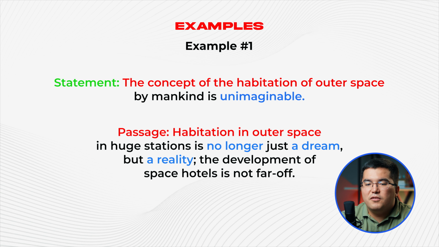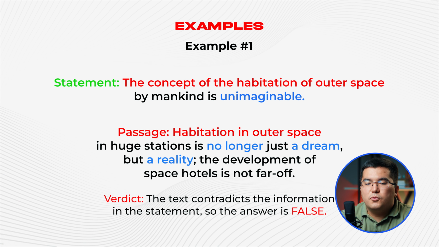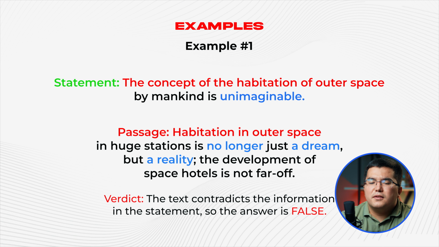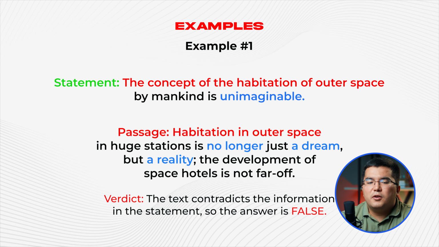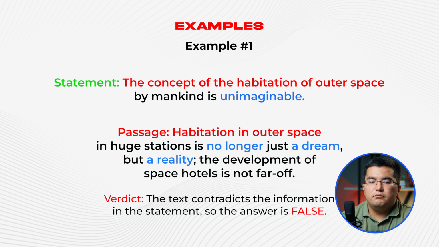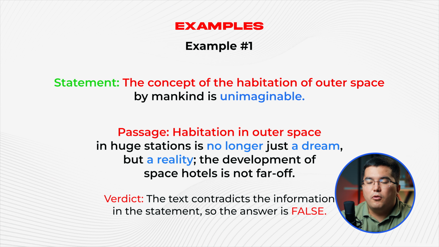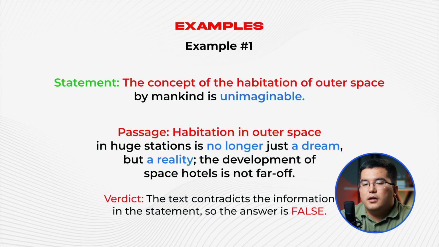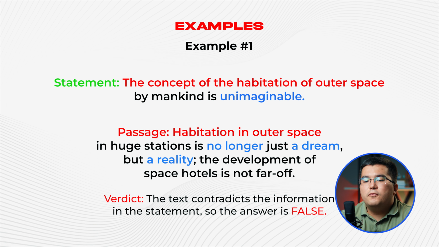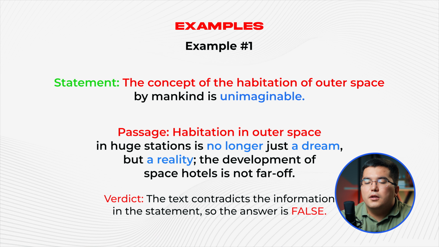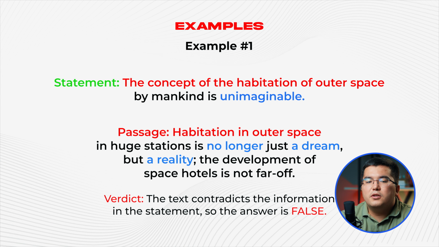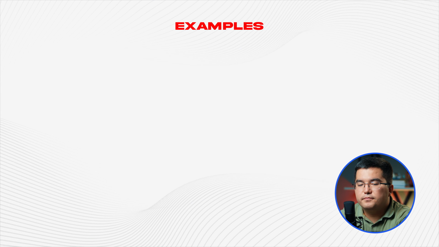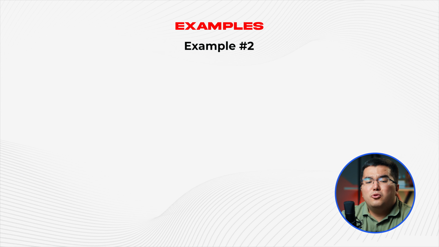You see, they have different meaning. That's why my answer will be false. The text disagrees with the information given in the statement. That's why my answer will be false. Here we have the first type of false. In the first type of false, the information given in the statement is opposing to the information given in the passage. You see? Opposing or opposite.